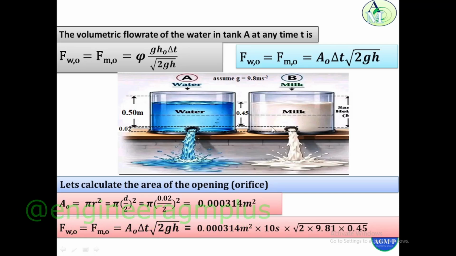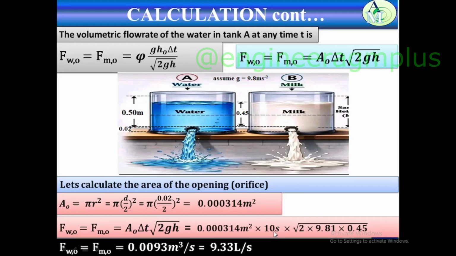The head is from the orifice here to the top, the highest level. And that should be measured before the orifice is opened. Yes, it should be measured before the orifice is opened. And we will result to 0.0093 cubic meters per second. To convert to liters we multiply by 1000, and that will give us 9.33 liters per second. And here I think the volume is 50 liters. So for every second, it will discharge 9.33 liters of water and milk at the same time.